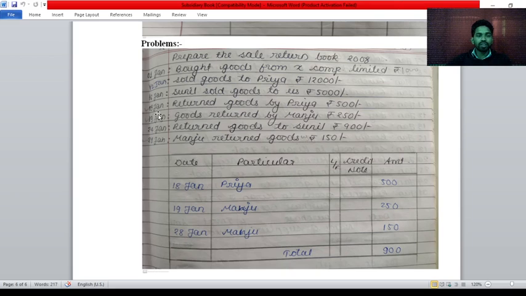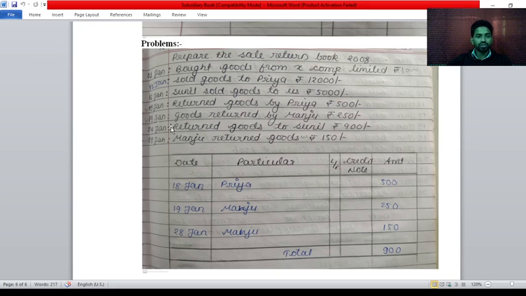Next, on 18th January, return goods by Priya rupees 500. It means that on 12th January the business sold goods to Priya, and on 18th January, after purchasing, Priya returned goods to the business, rupees 500. So this is the sales return. Now record this transaction on 18th January in Priya's account. The amount is 500.